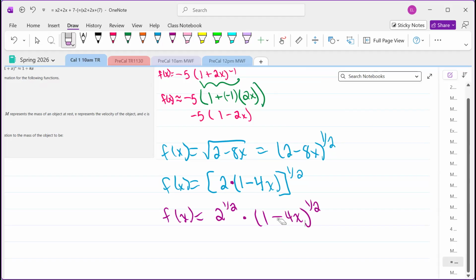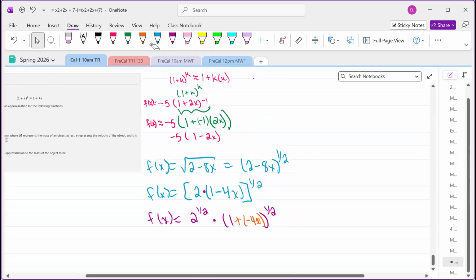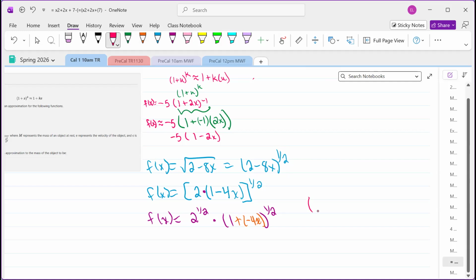Now I'm going to rebrand my 1 minus 4x though as 1 plus negative 4x. Now it's matching my 1 plus u to the k. My u is negative 4x, my k is 1/2. So I'm still going to have this weird 2 to the 1/2, which I could type as the square root of 2.